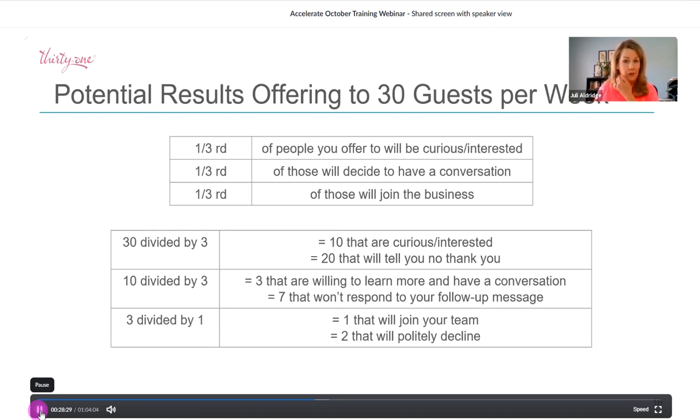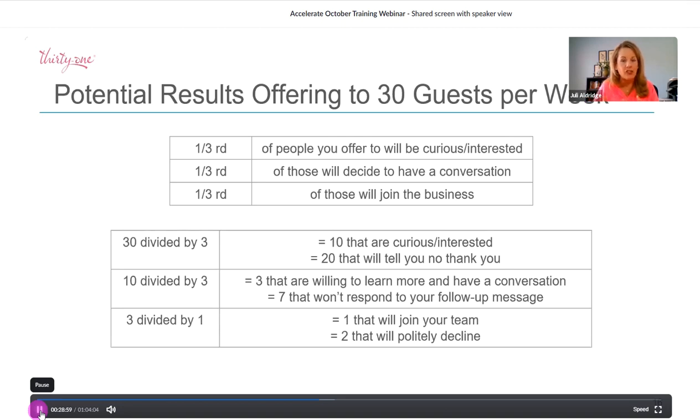So let's take it a step further. Those 3 who are interested, 1 of them will join your team. That means 2 out of the 3 that took your precious time to meet or chat with you are going to tell you no. Are you okay with that? Yes, because you just got a recruit. How exciting is that? Okay, could you get used to 1 new recruit a week?